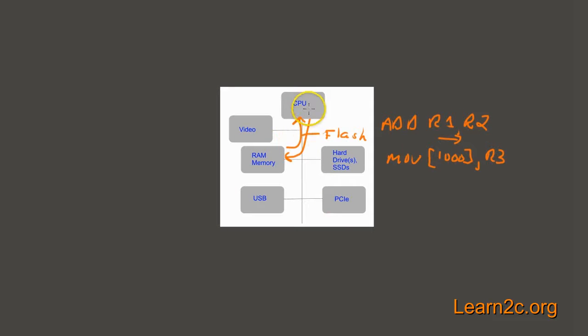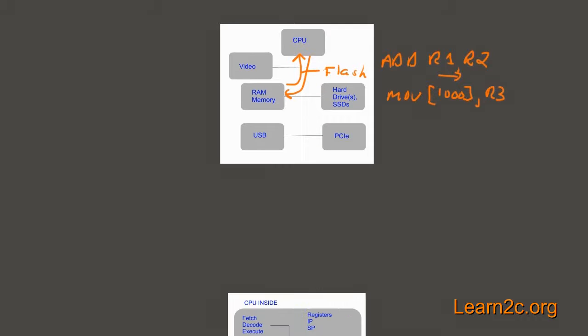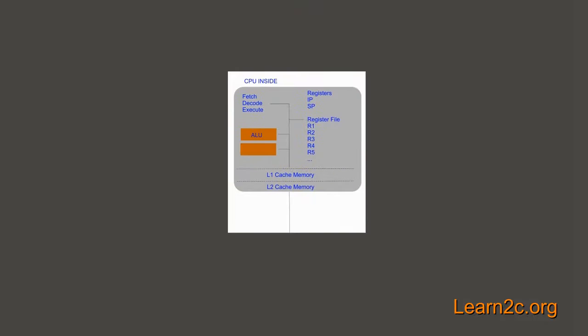Software programs are running, they're also sending signals to and from video, they're reading data from hard drives, they're interfacing with your keyboard and mouse and any other devices on the USB port. Now we'll drill down a little bit into the CPU itself. It's got another drawing over here that we'll take a look at.